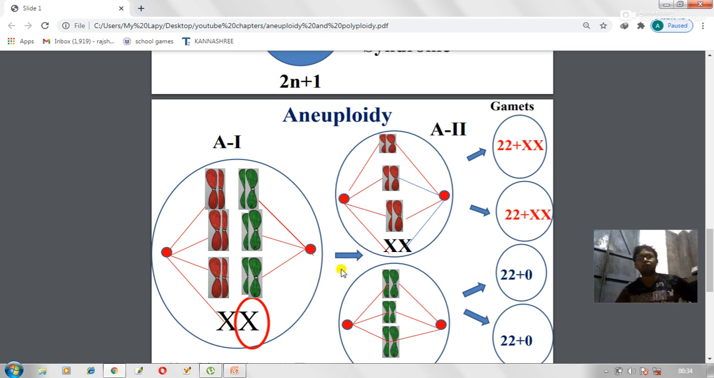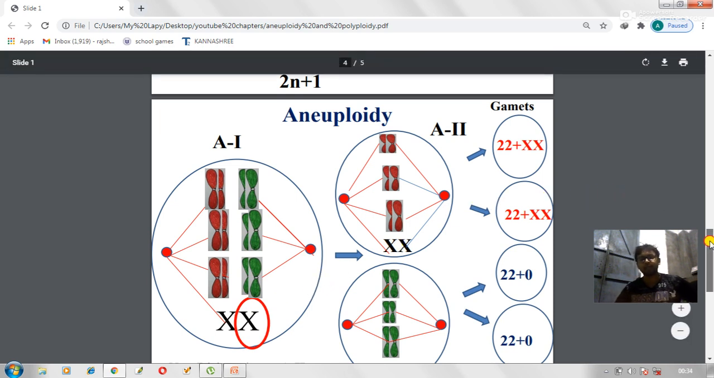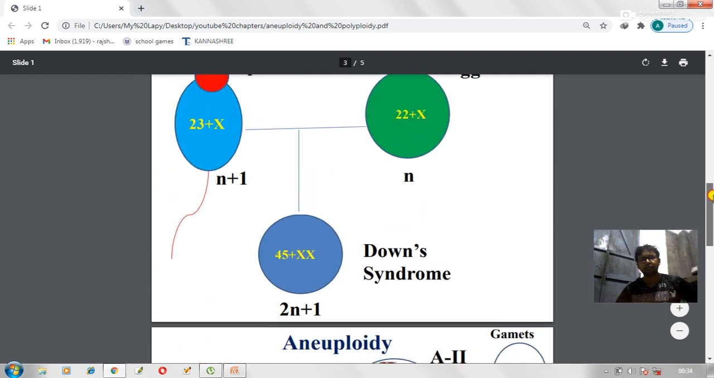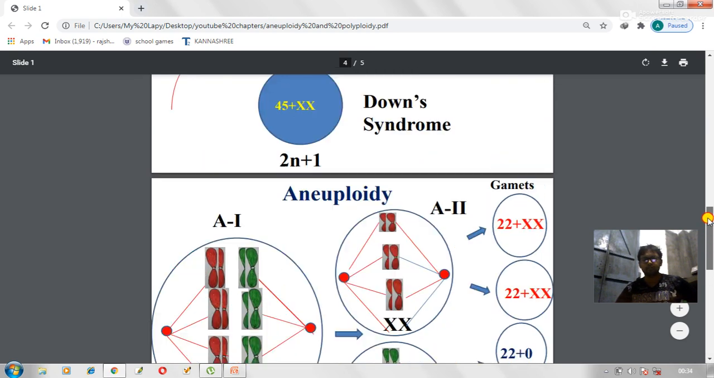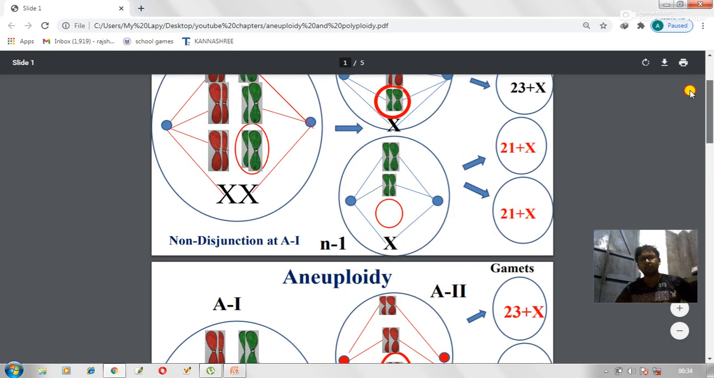So this is the overall phenomenon that we have discussed here: what Down syndrome is, why Down syndrome develops, why chromosomal abnormalities cause Down syndrome, and why chromosomal abnormalities are called Klinefelter and Turner syndromes. So this is the overall phenomenon.